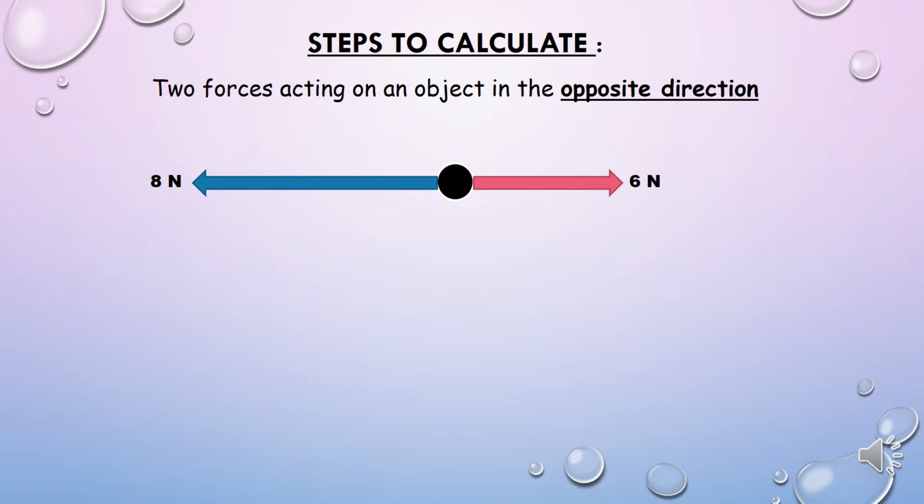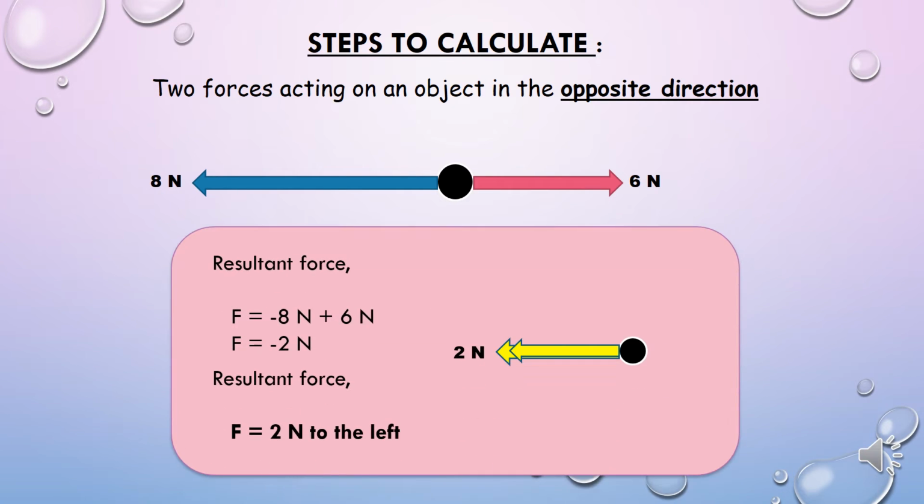Okay, next, how to calculate the resultant force when two forces act in opposite directions. What you need to do is add both forces together, where F equals negative 8 Newton plus 6 Newton. Why negative 8? It is because the blue force moves to the left. So, the answer is negative 2 Newton. The resultant force is 2 Newton to the left. Why to the left? It is because the object will follow the direction of the larger force. 8 Newton is larger than 6 Newton.